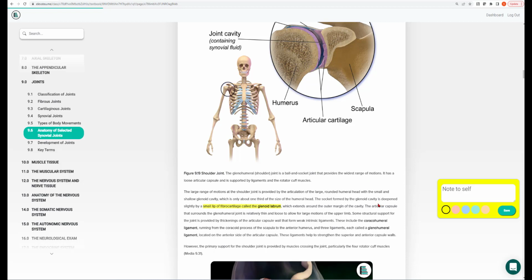There are a number of ligaments here. The coracohumeral ligament, for example, and the glenohumeral ligament. The great news about ligaments, my friends, is that they name themselves. So the coracohumeral ligament must be a ligament that goes between the coracoid process of the scapula and the humerus, and the glenohumeral ligament is going to be between the glenoid cavity and the humerus.